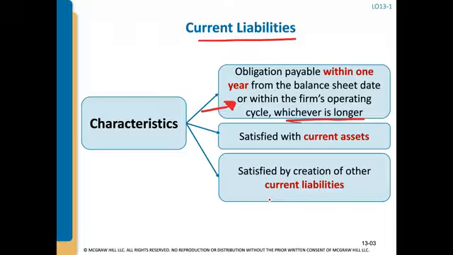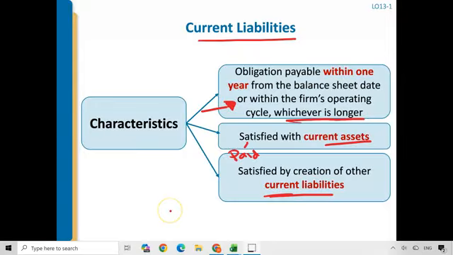A current liability can be satisfied, or I should say paid, with current assets. Oftentimes it's with cash, or it can also be with accounts receivable or inventory, or it can be exchanged for other assets depending on the circumstances. It can also be satisfied when one current liability is paid off by issuing a different current liability.